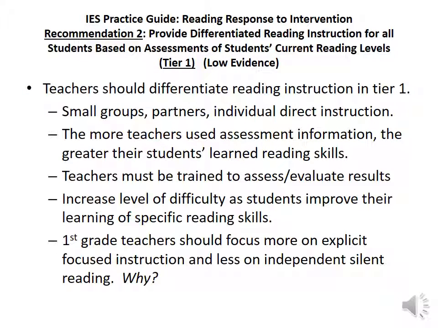Recommendation 2, provide differentiated reading instruction for all students based on assessments of students' current reading levels. Teachers should differentiate reading instruction in Tier 1. That's to all of their students. This can be done through small groups with partners or individual direct instruction.